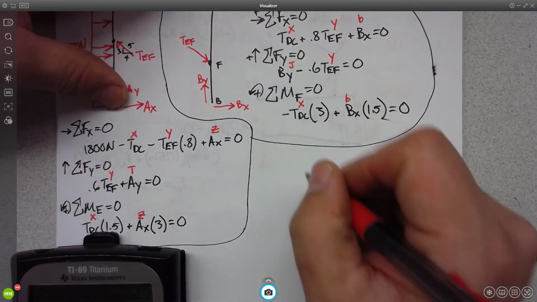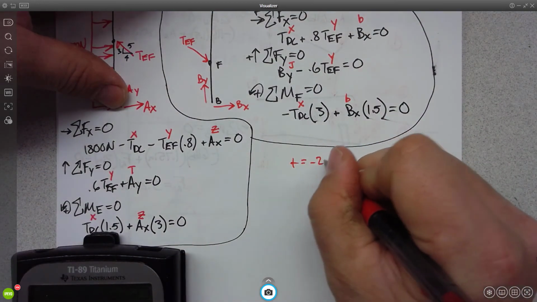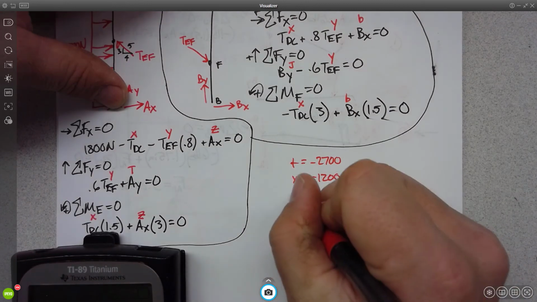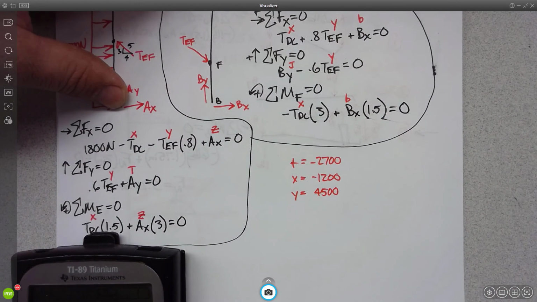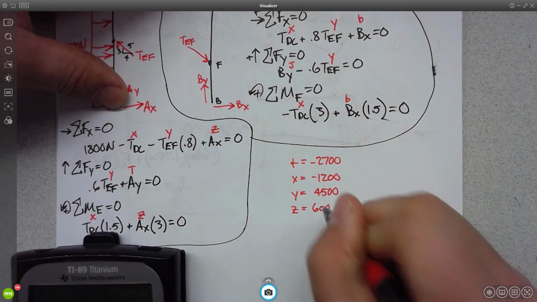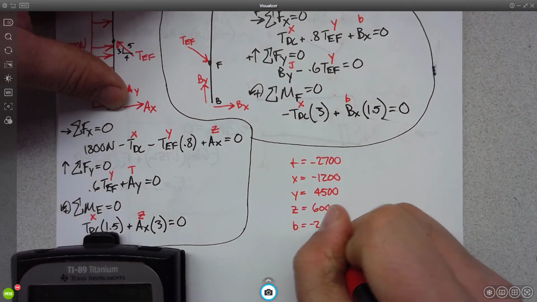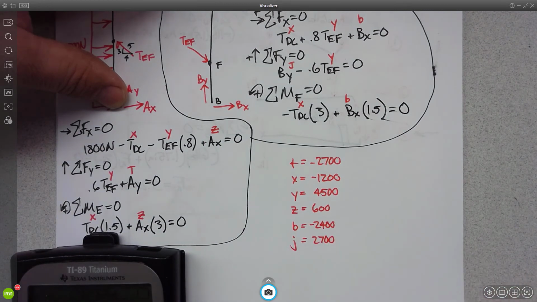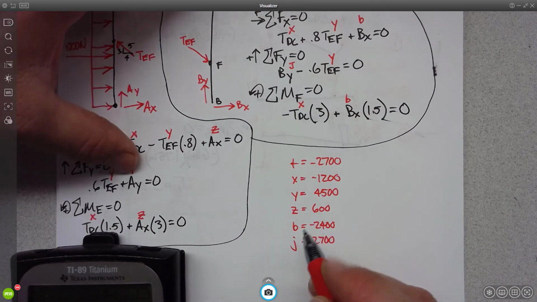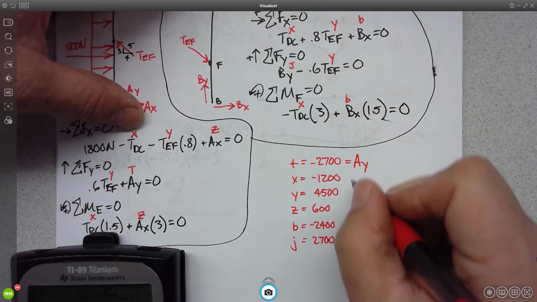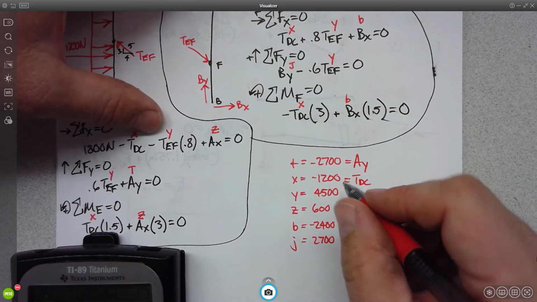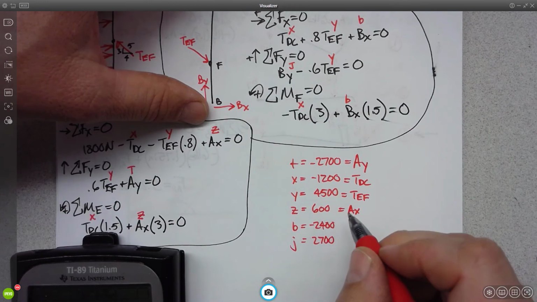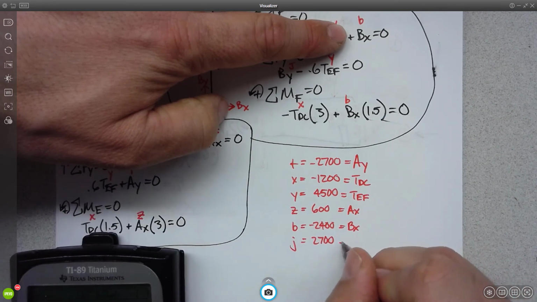So what did I find? I found that T is equal to negative 2700. X is equal to negative 1200. Y is equal to 4500. Z is equal to 600. B is negative 2400. And J is 2700. So what does that tell us? T was AY. X was TDC. Y was TEF. Z was AX. B was BX. And I'm assuming J was BY.